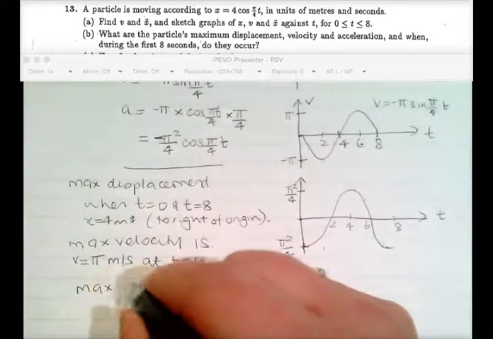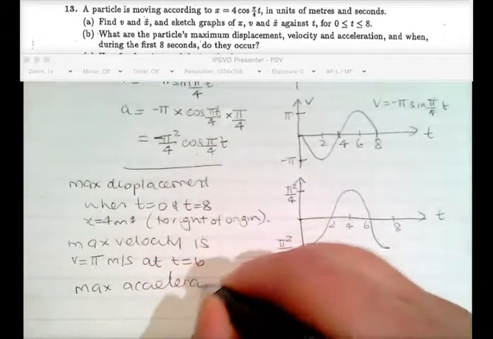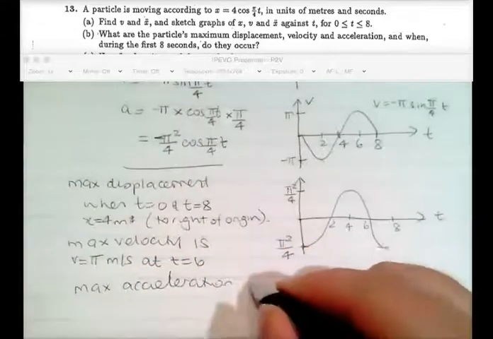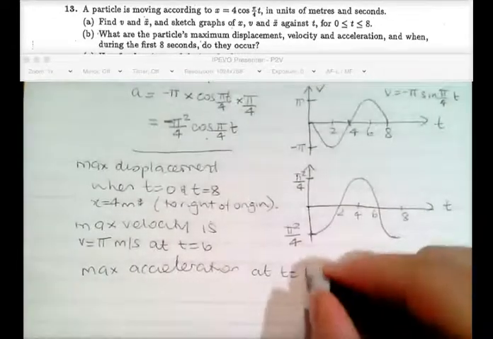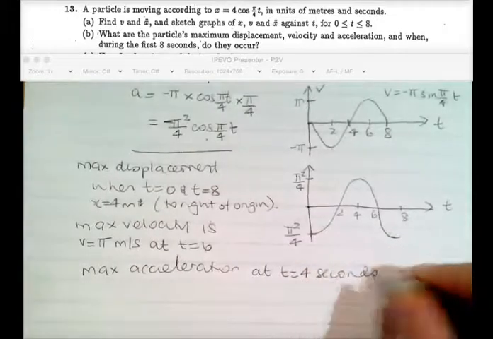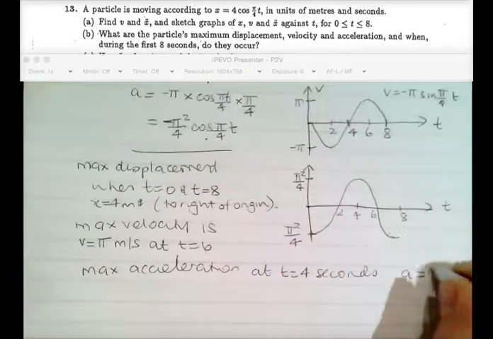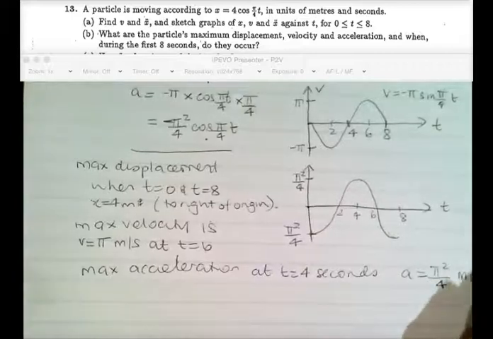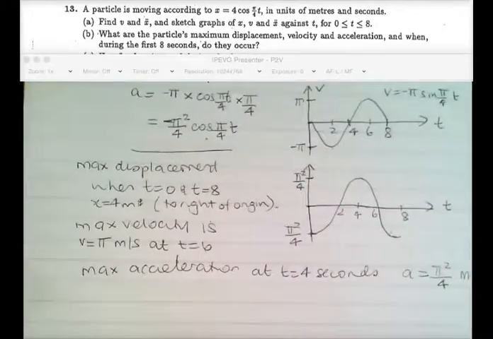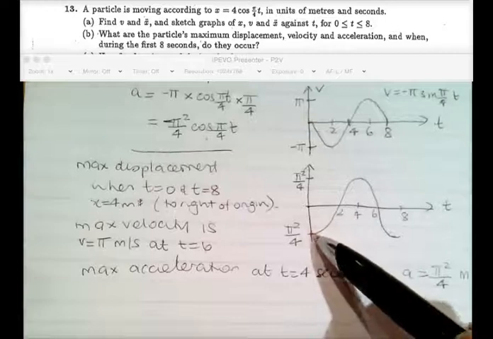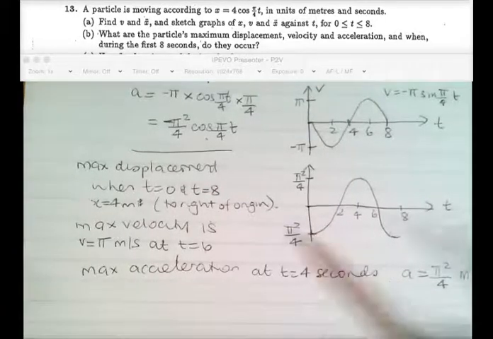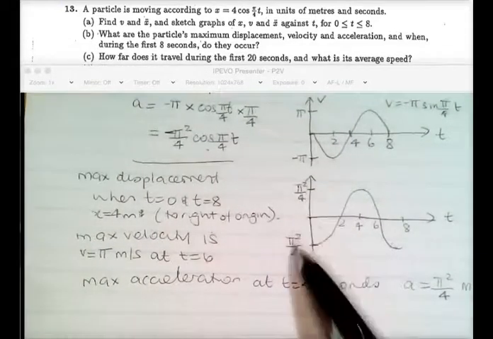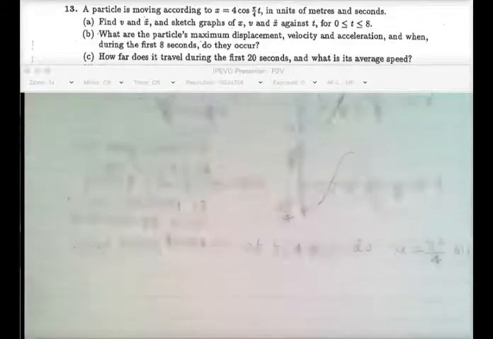And the maximum acceleration is at t equals 4 seconds, and it's a equals pi squared on 4 meters per second squared. Okay, this is a maximum acceleration, but it's in the negative direction, okay? And same with this one. I suggest you need to take into account not just the magnitude, but the sign.